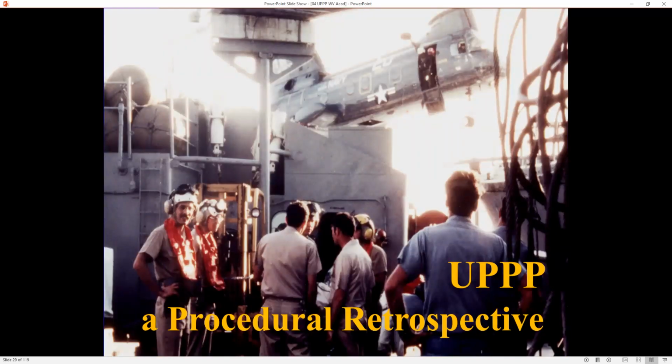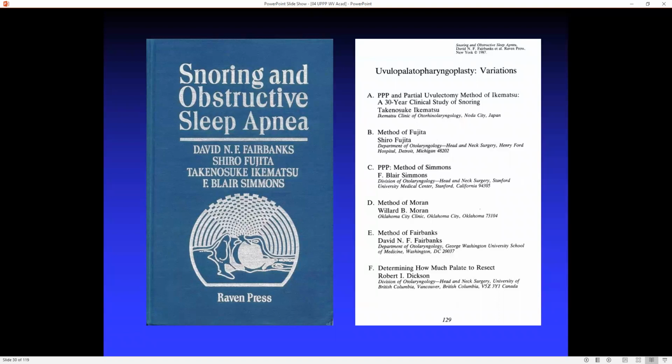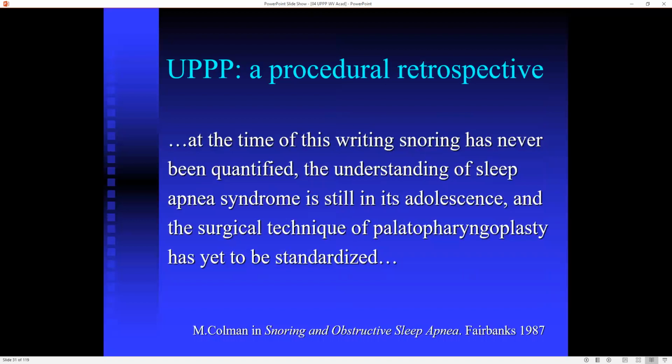So now let's do a little procedural retrospective on the UPPP. This was a textbook in 1987. And you see the different methods on the right by Fujita, Simmons, Morin, Fairbanks. I actually preferred the Fairbanks technique, and we'll cover that in a moment. But back in 1987, they said at the time of this writing, snoring has never been quantified, and the understanding of the sleep apnea syndrome is still in its adolescence. I think we're a little further along now, and the technique of palatoplasty has yet to be standardized. And it still isn't, even though there are probably half a dozen to a dozen different techniques in current use.